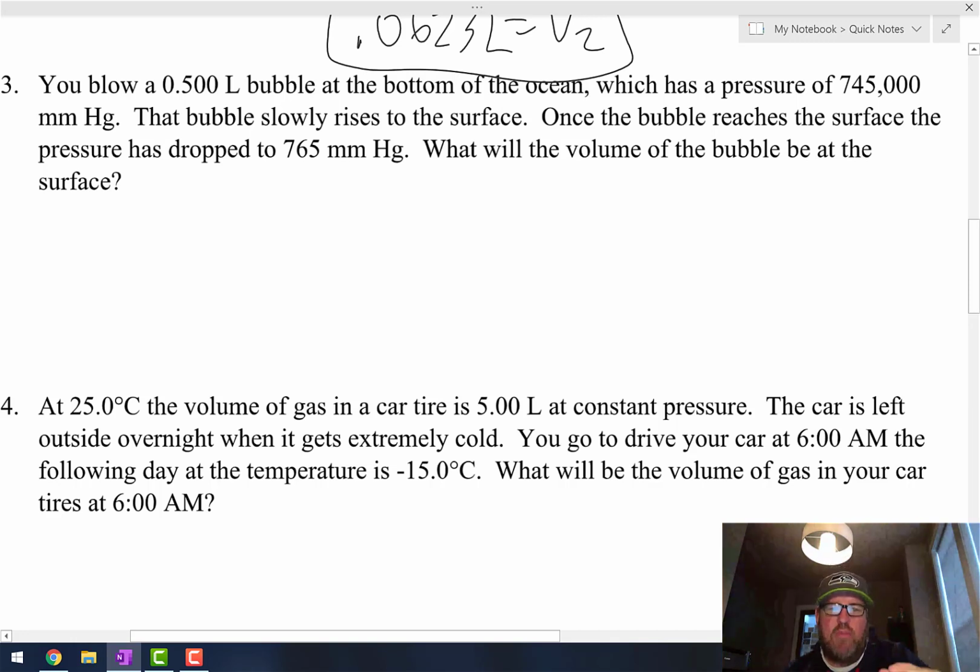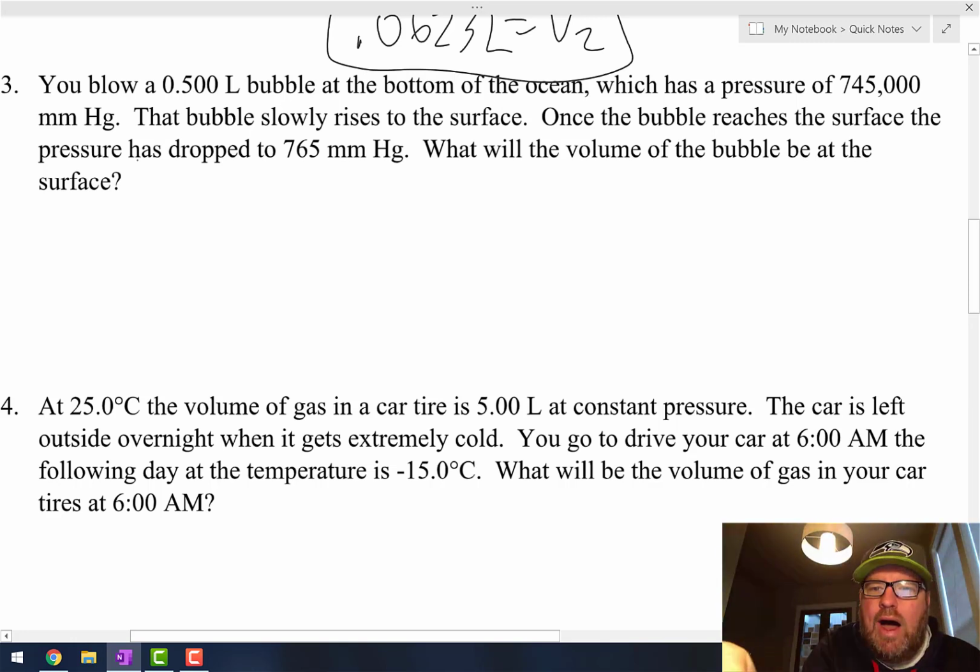But of course, that bubble is going to slowly rise to the surface. Once the bubble reaches the surface, the pressure has dropped to just about normal atmospheric pressure, 765 millimeters of mercury. The question is, how big will that bubble be, or what will the volume of that bubble be once it reaches the surface? And we're going to talk about how this actually could affect things in real life.